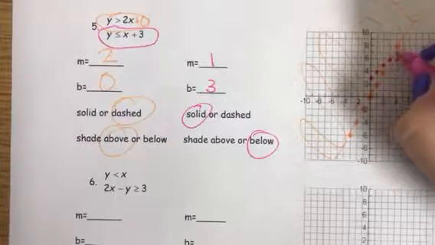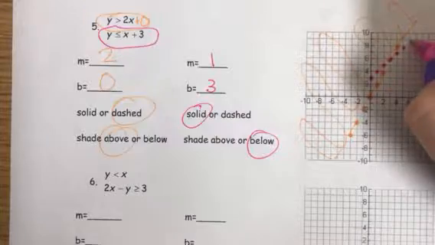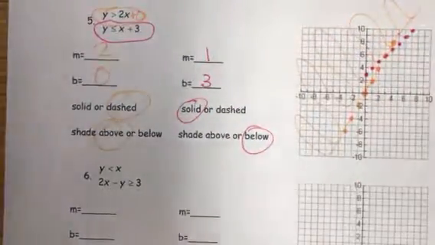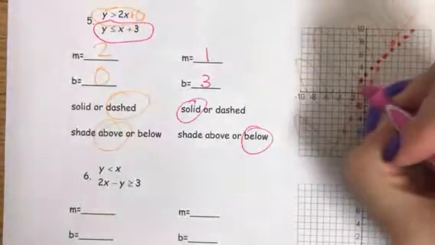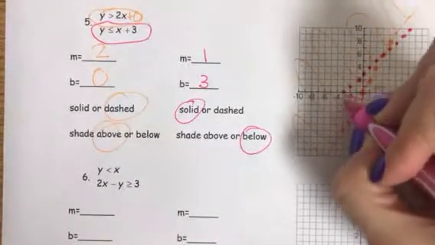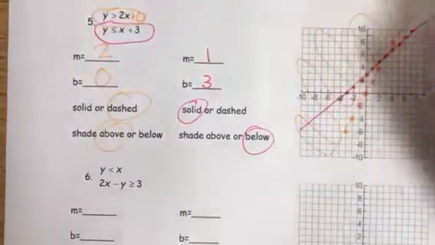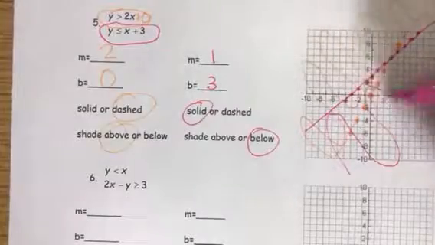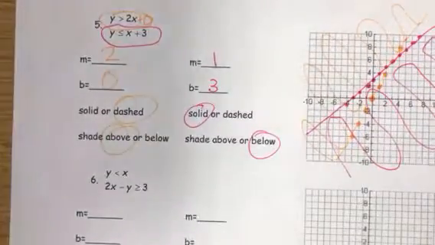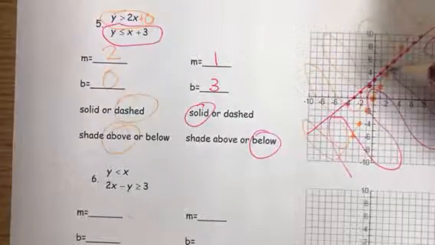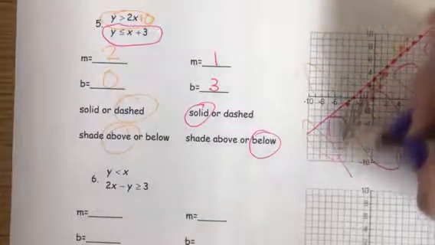Now here's where it's important that your graph is really clear, because these lines get really close to each other. It's going to be solid. I'm going to shade below. So our overlapping area is going to be this sliver in between here.